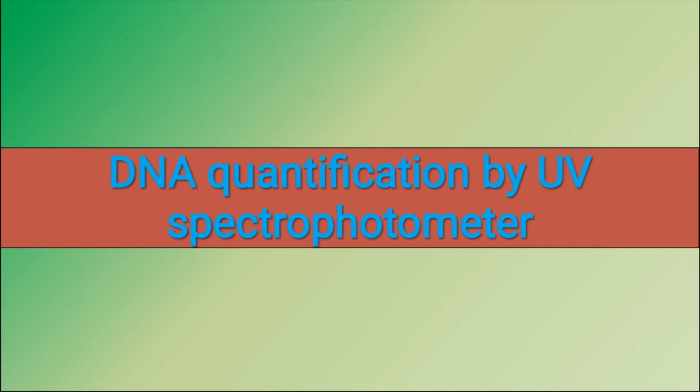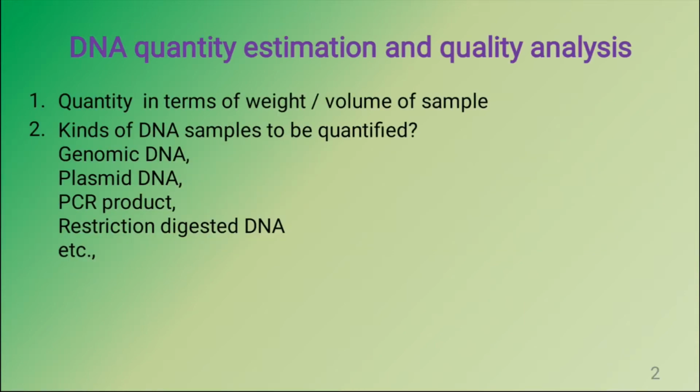Welcome to all. In this video, we will see about DNA quantification using UV spectrophotometer. DNA is quantified in terms of weight by volume of sample. After purification of DNA, it is generally resuspended in TE buffer or deionized distilled water, and hence the quantity is measured in the unit weight by volume, either microgram per ml or nanogram per microliter.